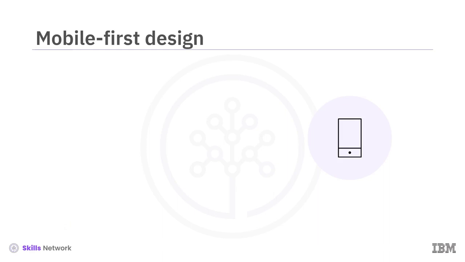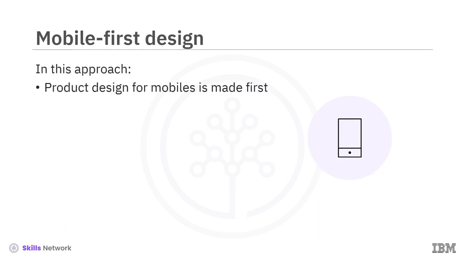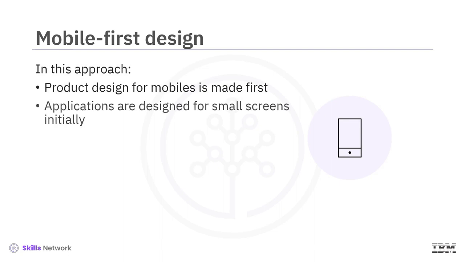Mobile-first design, as the name implies, is an approach in which the product design for mobile devices is made first. Web designers accomplish this by designing the web application for a small screen first and progressively expanding it to larger screen sizes, which means they start by creating designs for mobile screens and subsequently adjust the content for larger sizes.